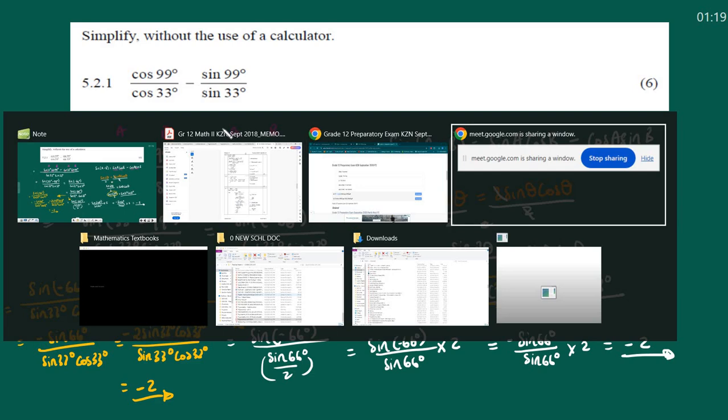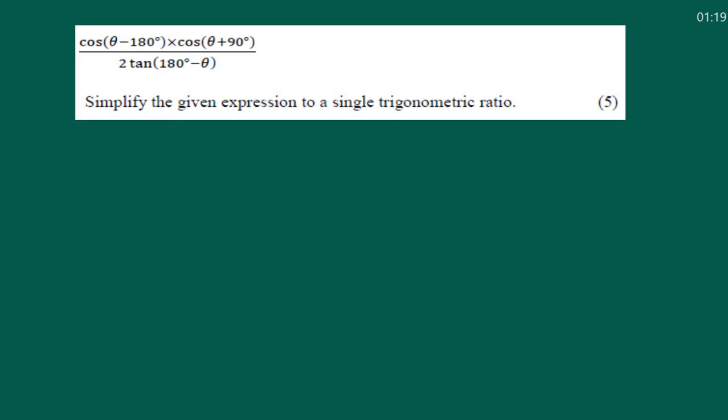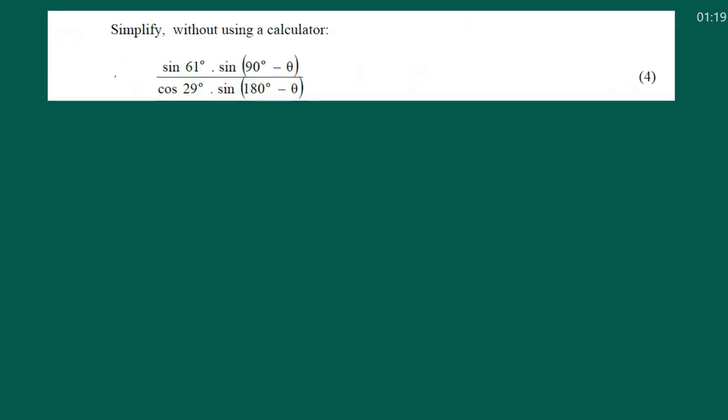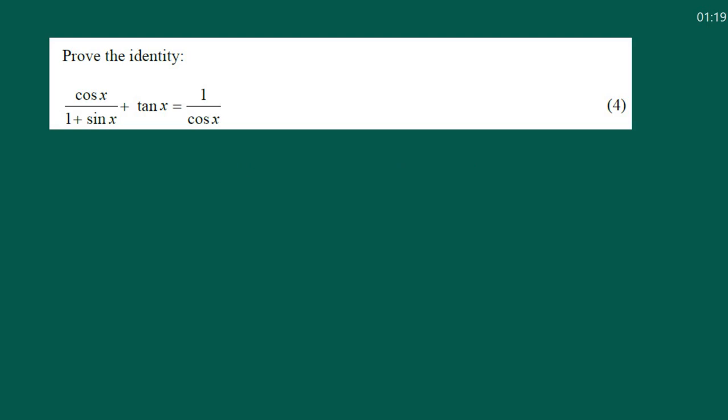I can't see. Yes, ma'am? So in terms of proving, do we use the same tools and same methods? Definitely. We use exactly the same thing. Can you do one example of proving? Yes. Look at this one here. Let's say you wanted to prove the identity.